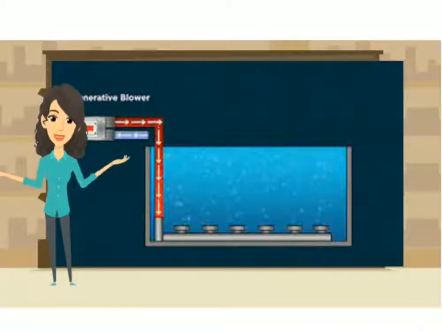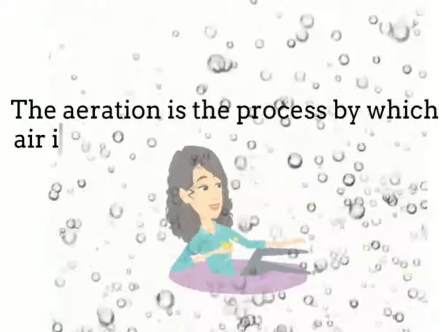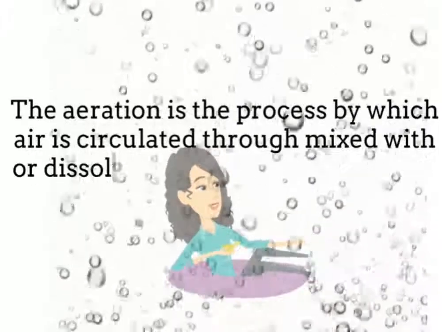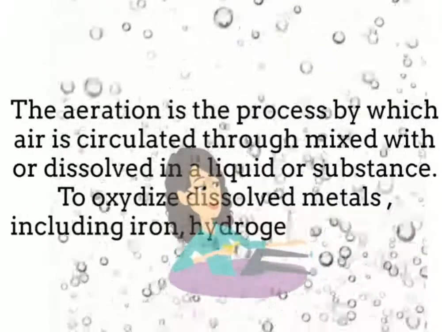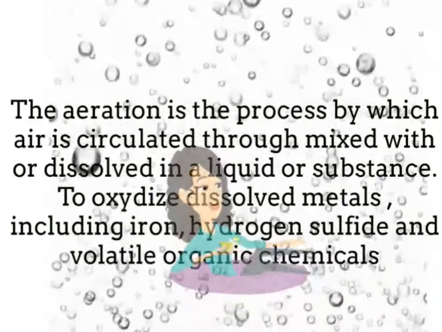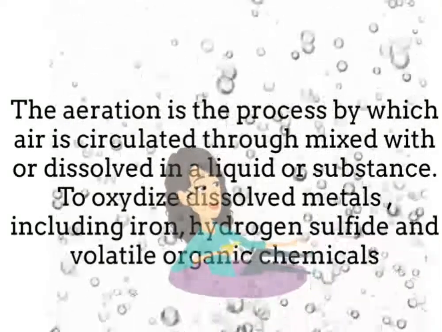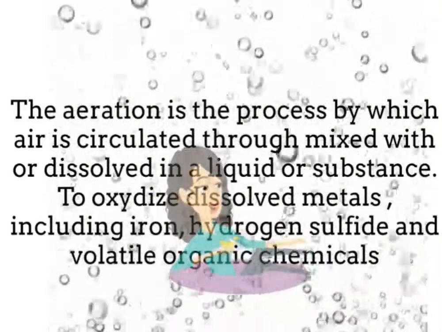Aeration brings water and air in close contact in order to remove dissolved gas. Aeration is the process by which air is circulated through, mixed with or dissolved in a liquid or substance to oxidize dissolved metals, including iron, hydrogen sulfide and volatile organic chemicals.